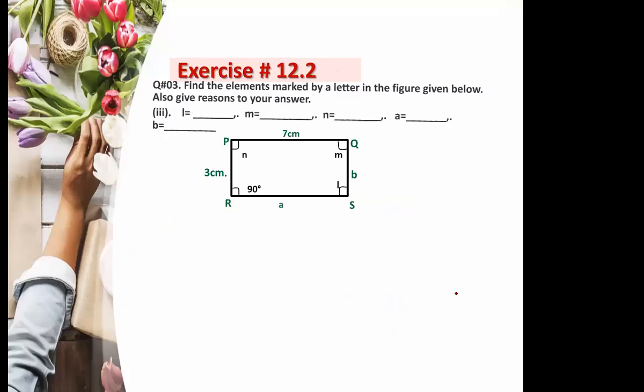Now look here, what is the question? Find the elements marked by a letter in the figure given below. Also give reasons for your answer. Okay, the same question, but you have to find out L, M, N, A, and B. But before starting, you have to identify what kind of quadrilateral this shape is. So which kind of quadrilateral is this? This is very simple.